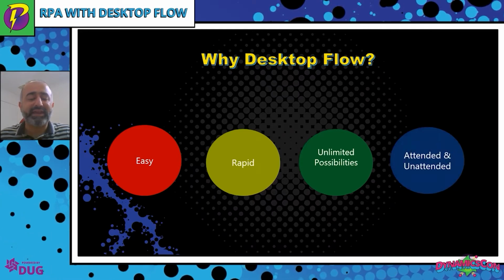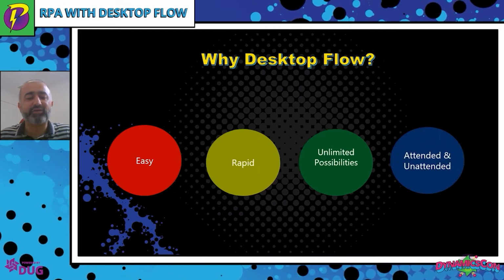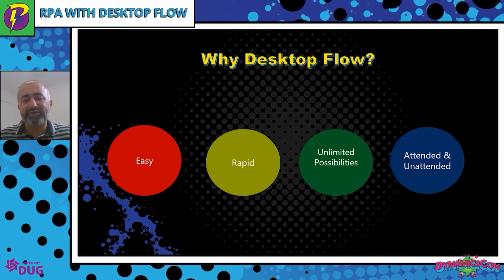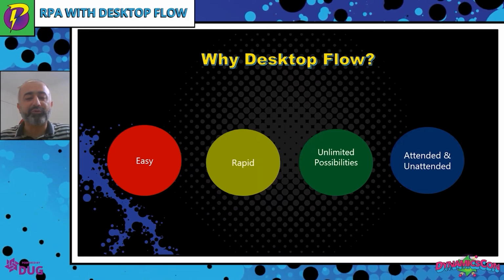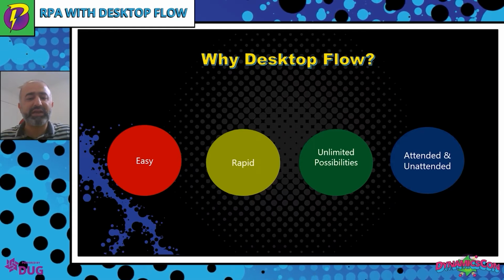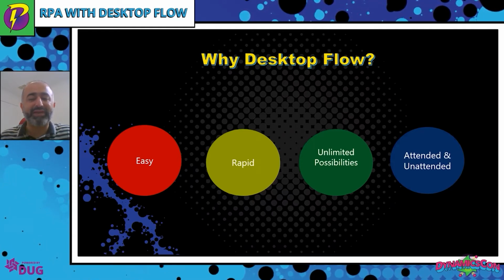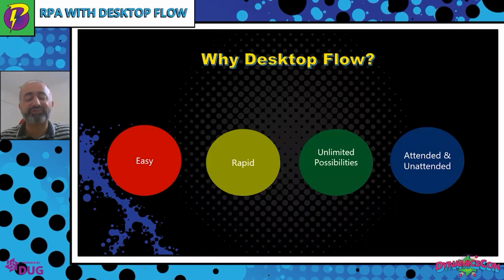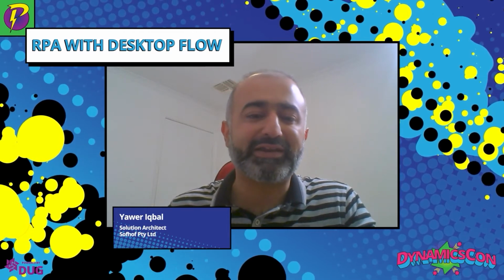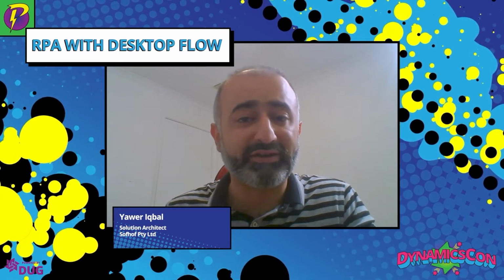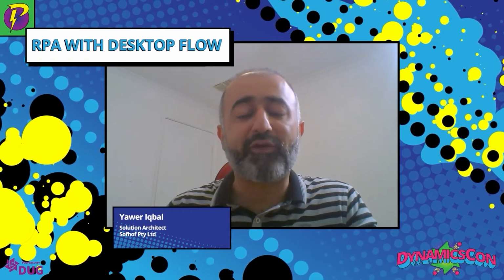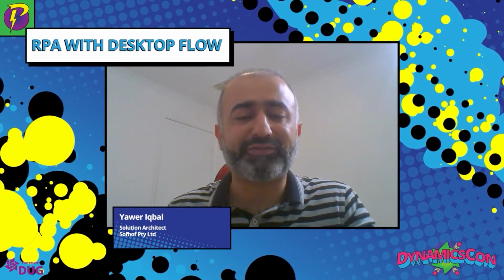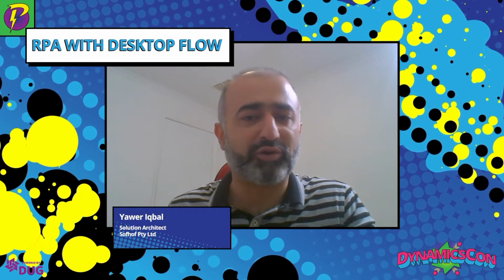And RPA bots can be executed as attended or unattended. Attended will be the way of execution which I will be demonstrating. Unattended will be when no user is logged into the system. RPA bot will be triggered from cloud flow, and the RPA bot will log in securely to your system, perform its automation, and after that securely log out. So that is another benefit.